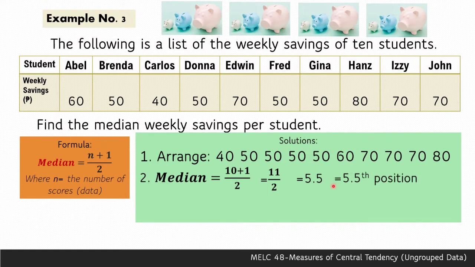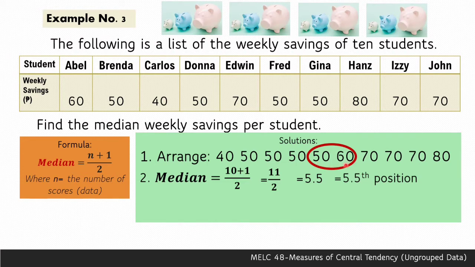This is the position, the 5.5th position. So where can we find this? In the 5th and 6th position. So let's count. 1, 2, 3, 4, 5, 6. So it's 50 and 60. Anyways, if you start counting from the highest number, it's 1, 2, 3, 4, 5, and 6. You see? We will still fall on these 2 numbers, the 50 and the 60.